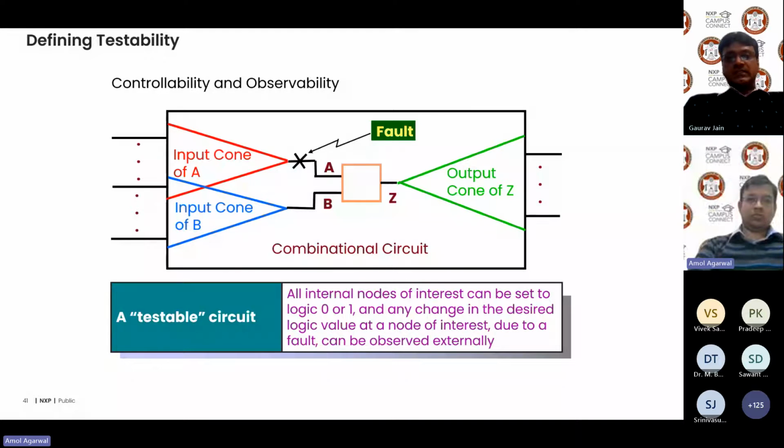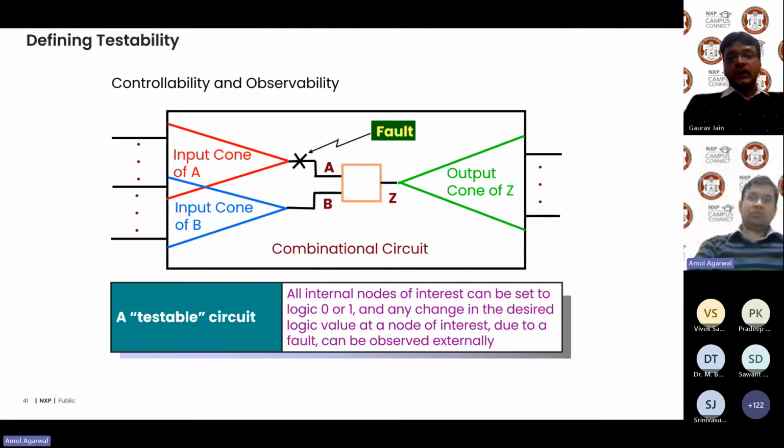So just an example here about controllability and observability as part of DFT. If you see a node here, which is marked at A, and there is a fault at A, and the orange box, assuming it is an AND gate here, if the B input is 0, the fault will never propagate to the output Z, because the AND gate will always be 0 if one of its inputs is 0, right? So that's where we are saying that we should be able to control the B pin.